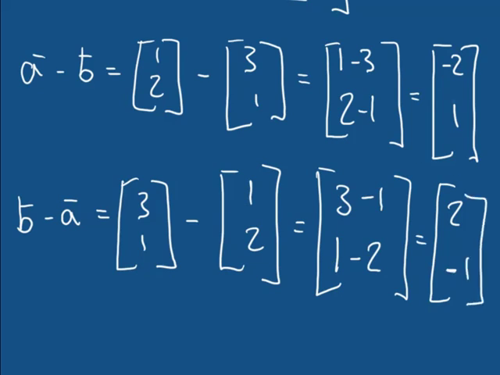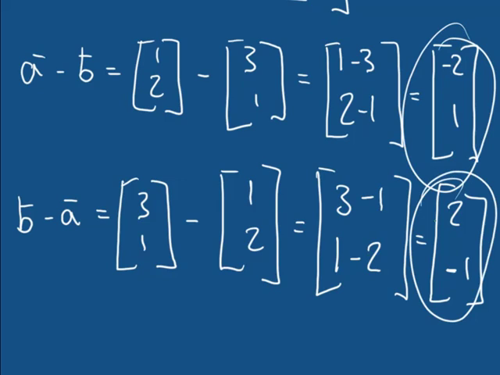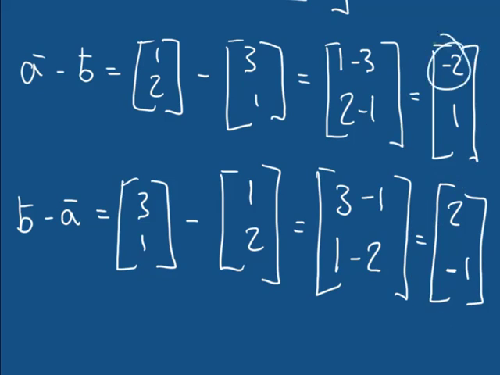You'll notice these two vectors are completely different. This vector is minus 2, then 1. This vector is 2, then minus 1. In the previous video, we looked at vector equality, and we said for two vectors to be equal, the x components needed to be equal. Well, minus 2 does not equal positive 2. And the y components needed to be equal. Well, 1 does not equal minus 1.